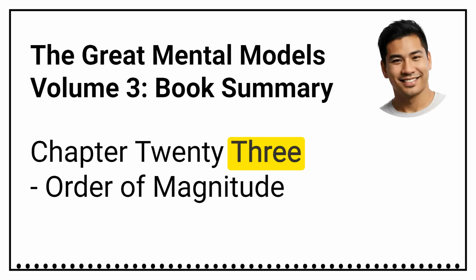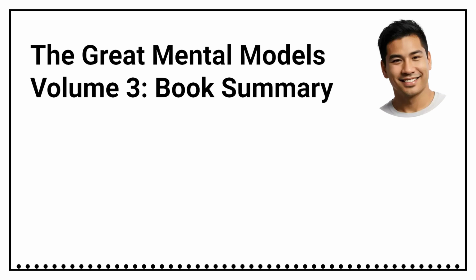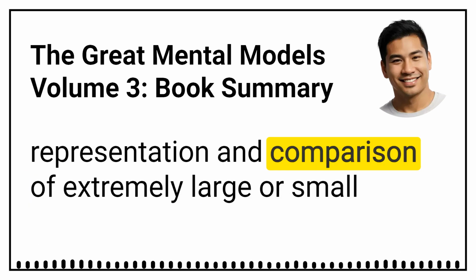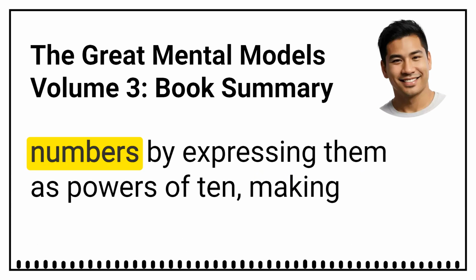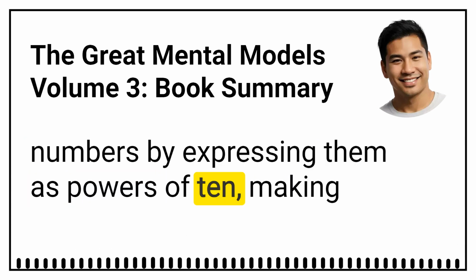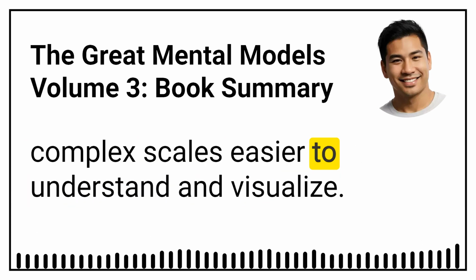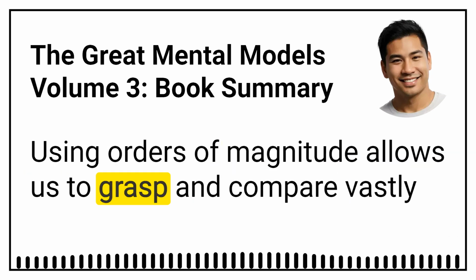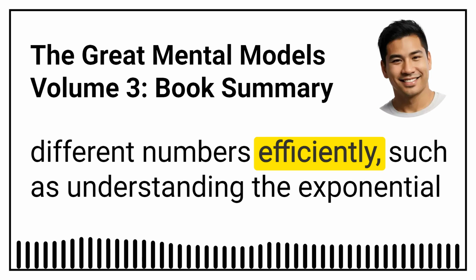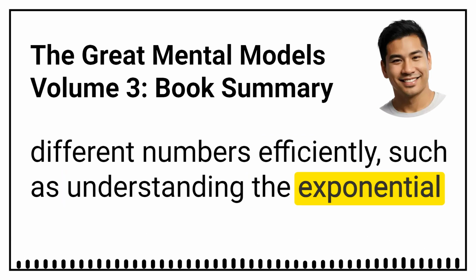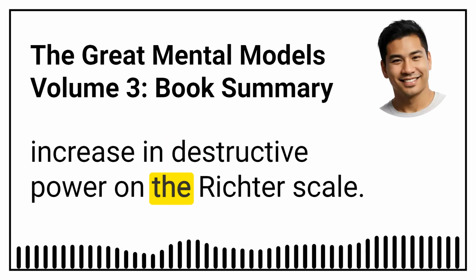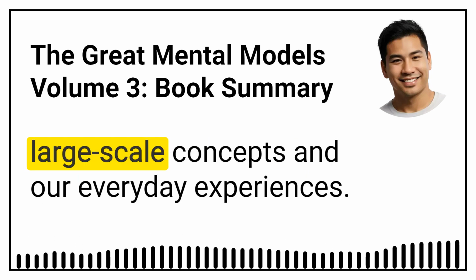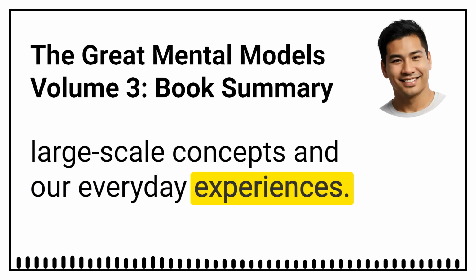Chapter 23. Order of magnitude. The concept of order of magnitude simplifies the representation and comparison of extremely large or small numbers by expressing them as powers of 10, making complex scales easier to understand and visualize. Using orders of magnitude allows us to grasp and compare vastly different numbers efficiently, such as understanding the exponential increase in destructive power on the Richter scale. This tool helps bridge the gap between abstract, large-scale concepts and our everyday experiences.